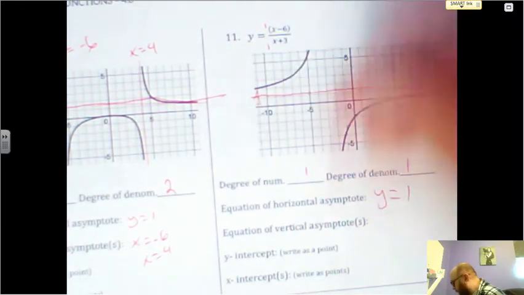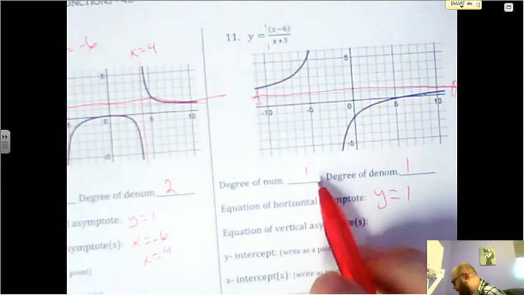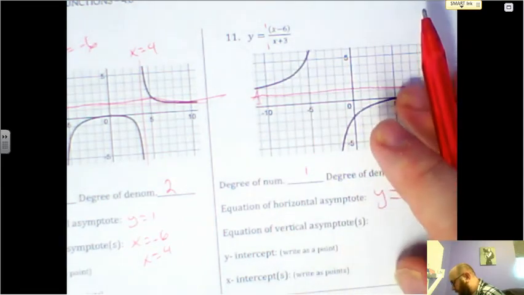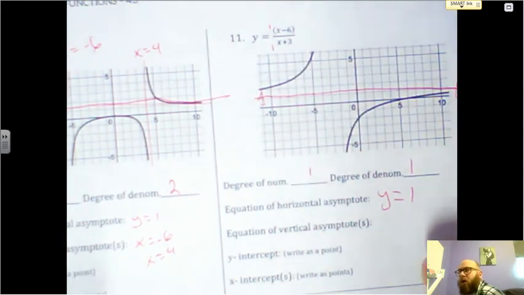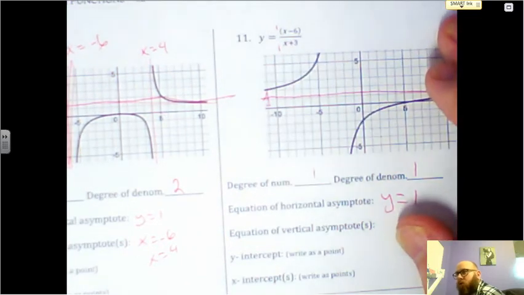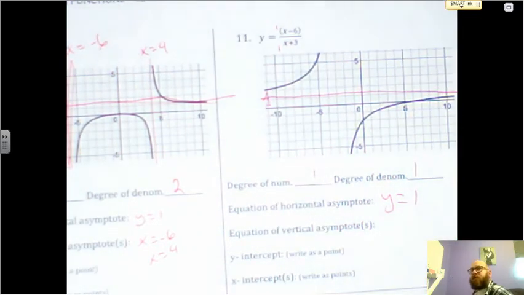Now, we can't really tell just from the graph, so we need to be able to write that out as the ratio to figure that part out. So keep that in mind. On the inside front cover of your packet, there are those rules to help figure that piece out.